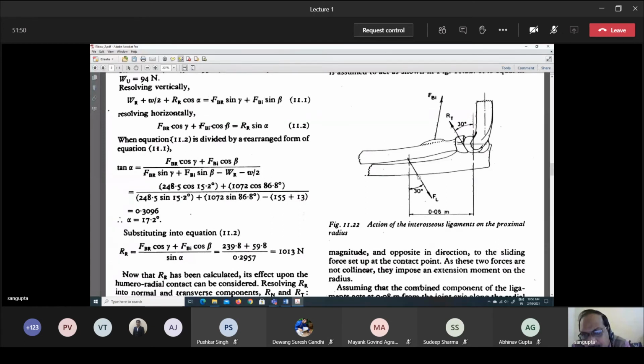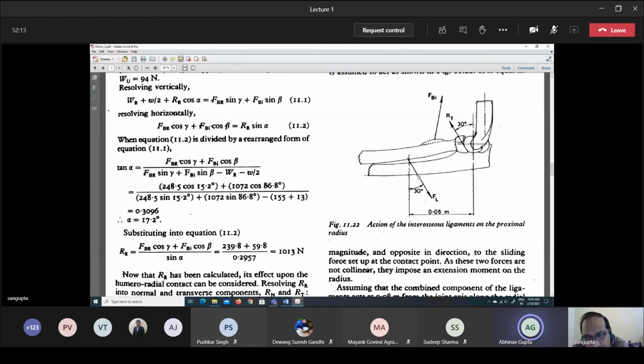So for a particular movement, a set of muscles or ligaments may be dominating, contributing in a dominant manner as compared to other muscles or ligaments, which may be dominant in another movement. Okay?